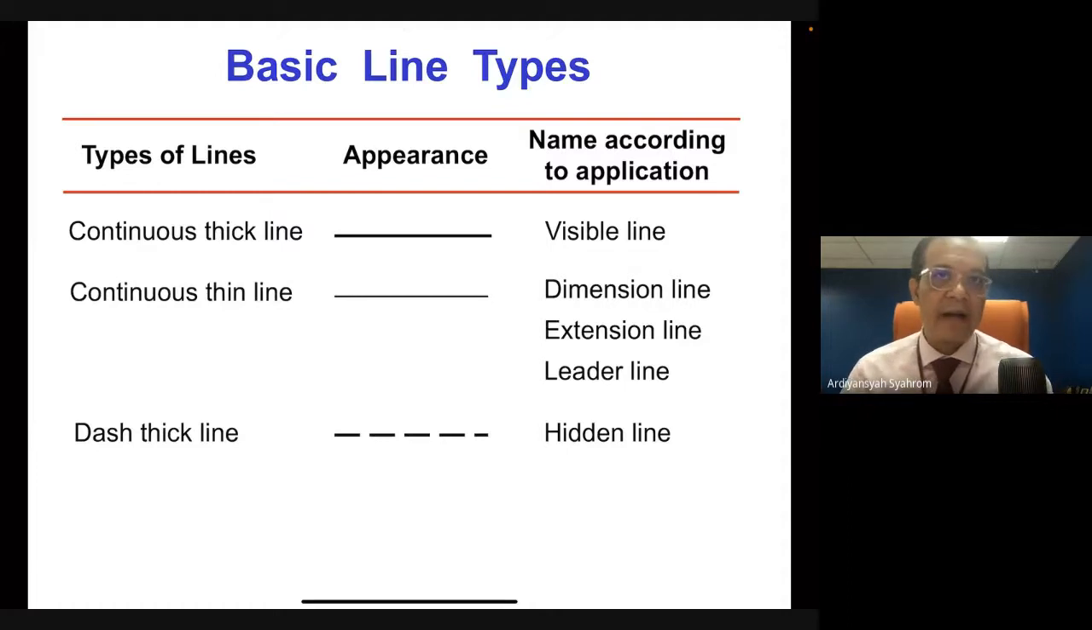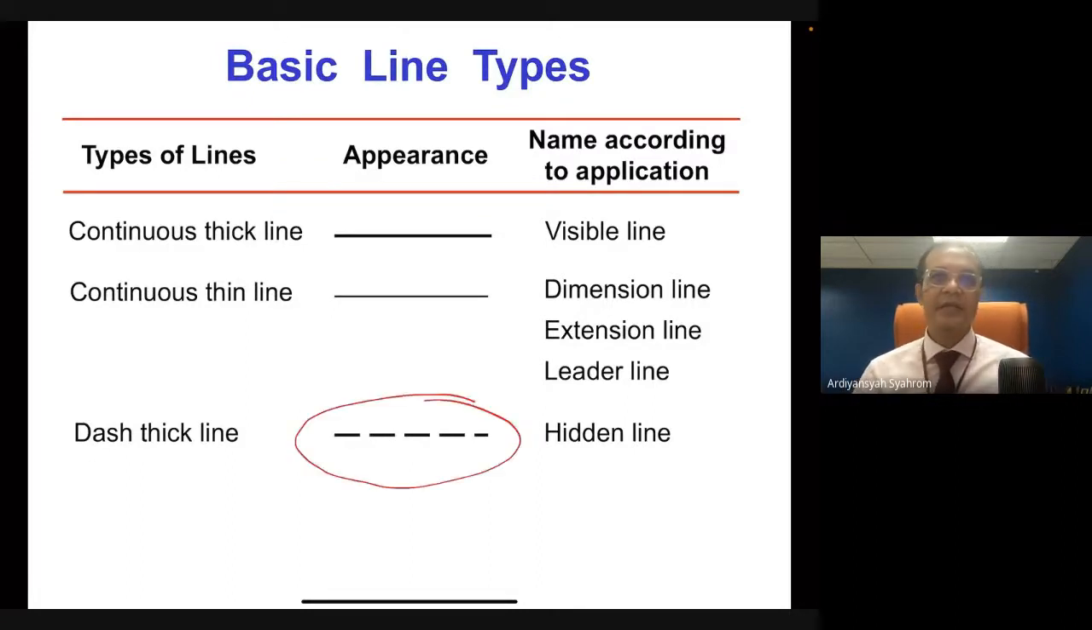Dashed thick line means that is the hidden line. Yeah, in the drawing, if there is a hidden line, you need to use the dashed thick line. Continuous thin line means you use that line for the dimension line, extension line, and the leader line. Continuous thick line means all the drawing you're drawing with the visible line.